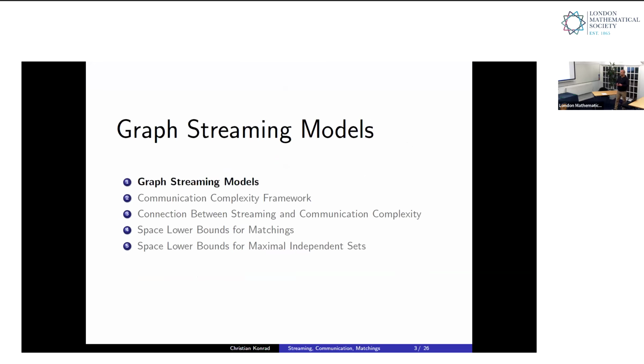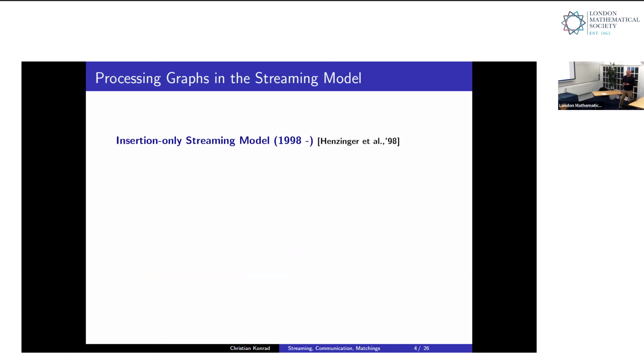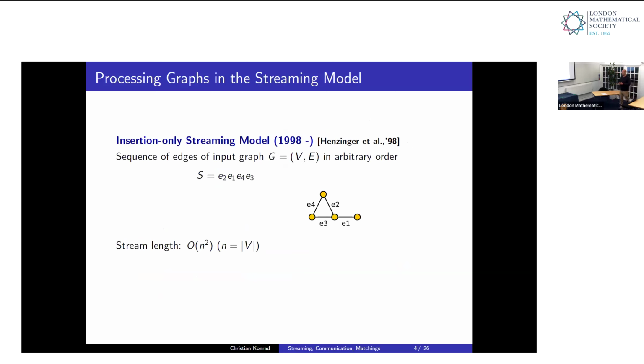Good. Okay, so in the graph streaming world, streaming algorithms for graph problems have been considered since quite a while already, with the first works more than 25 years ago. The setting is as follows. An algorithm sees a sequence of edges of an input graph, and these edges arrive in arbitrary order. So here we have a very short stream, 4 edges, and they make up a graph. We will generally measure the complexity of our algorithms in terms of the number of vertices that we have. So here we have 4 vertices, so this would be the measure of complexity.